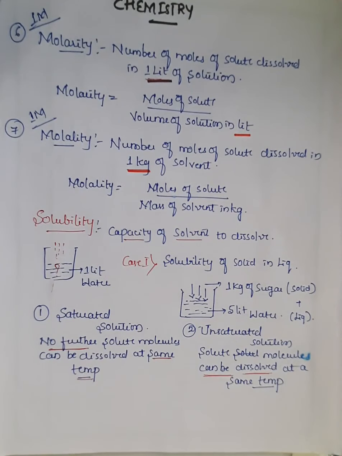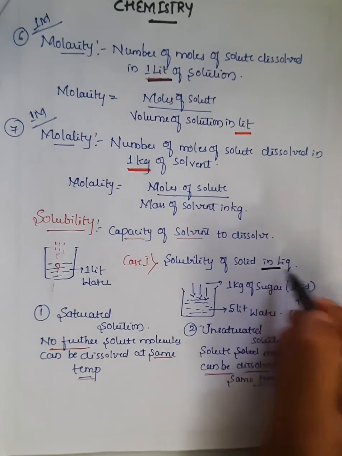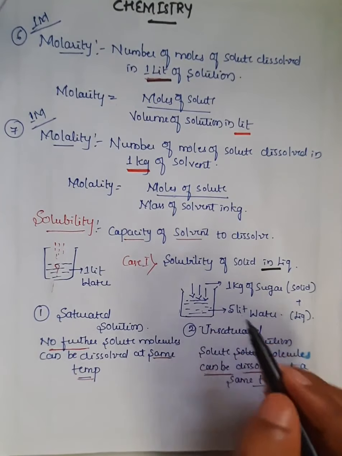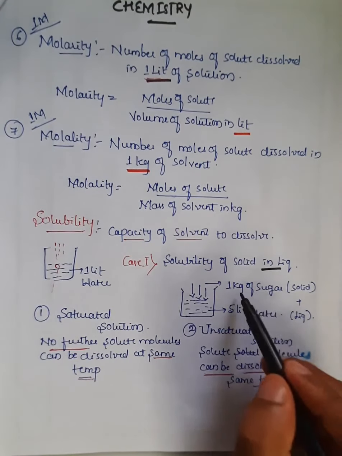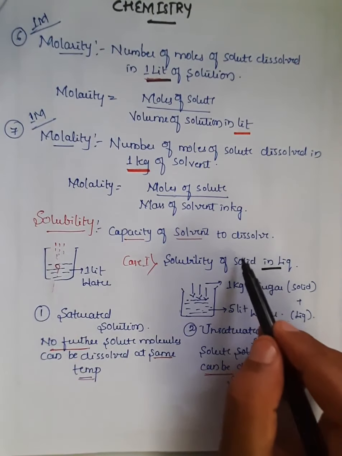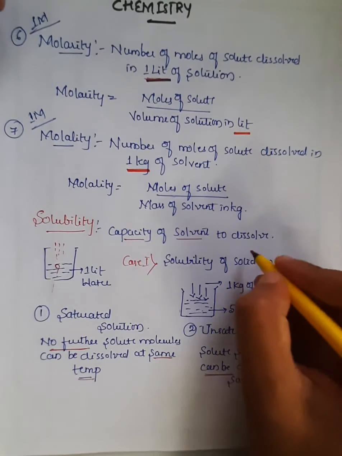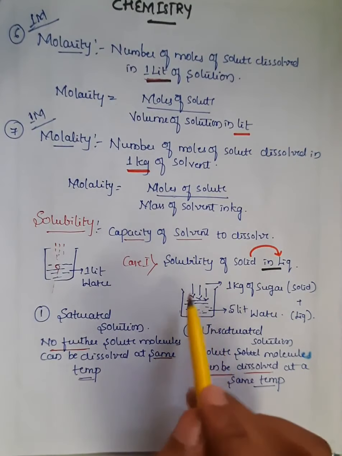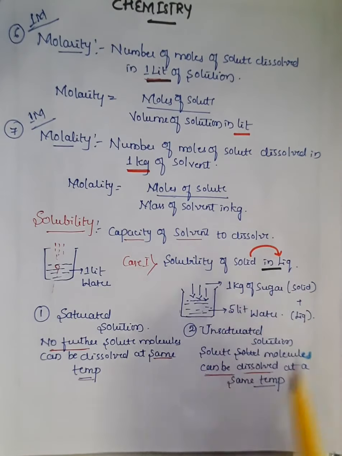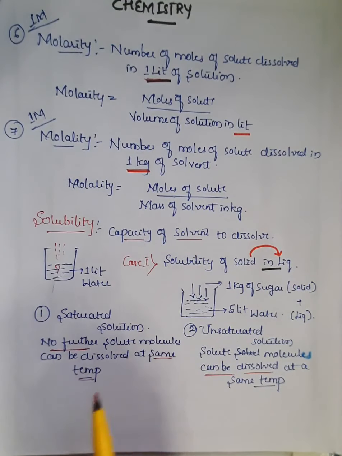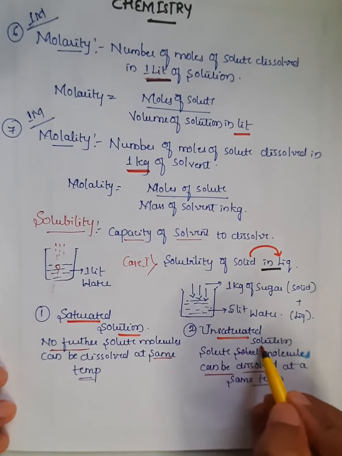Generally there are 2 cases you will study here. The first type is the solubility of a solid in a liquid. If you take a container with 5 liters of water and add 1 kg of sugar, that is dissolving a solid in a liquid. Here, the liquid is the solvent and the solid is the solute. Whenever you add a solid to a liquid, you get 2 different cases: a saturated solution and an unsaturated solution.